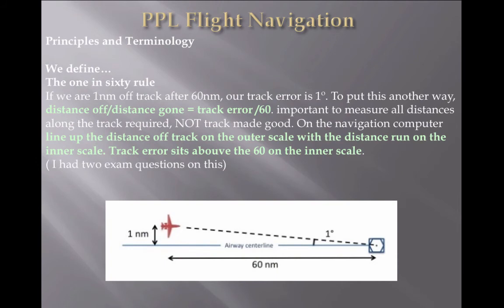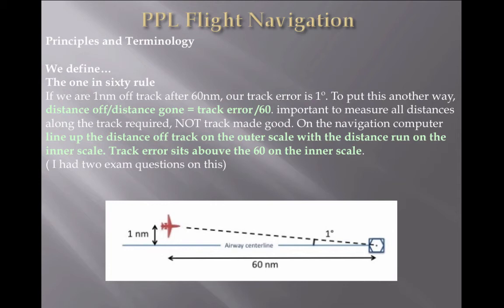The 1 in 60 rule. Often overly complicated, but it doesn't need to be. We can do this on a calculator, we can do it in our head, and we will have to do it on the E6B, and we'll show how to do that. It goes as simply as, if we are 1 nautical mile off track after 60 nautical miles, our track error is 1 degree. To put this another way, distance off divided by distance gone equals the track error divided by 60. Important to measure all distances along the track required, not the track made good.